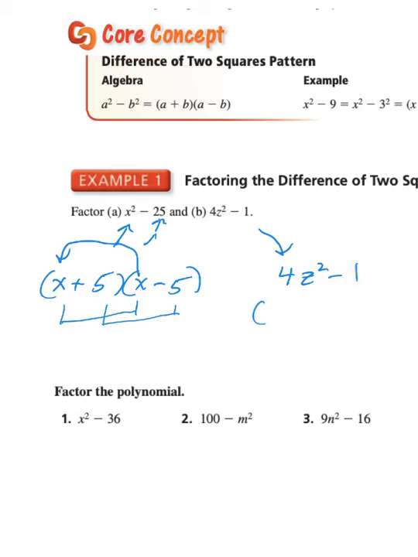So, we're going to make our two parentheses. And in the first place, we're going to do the square root of 4z squared. Now think about it. What number multiplied by itself gives me 4z squared? It's 2z. See if you can convince yourself that I didn't cheat you there. Now we do the square root of the second term. 1 and 1. And we put a plus in the middle of one and a minus in the middle of the other. Doesn't matter what order.